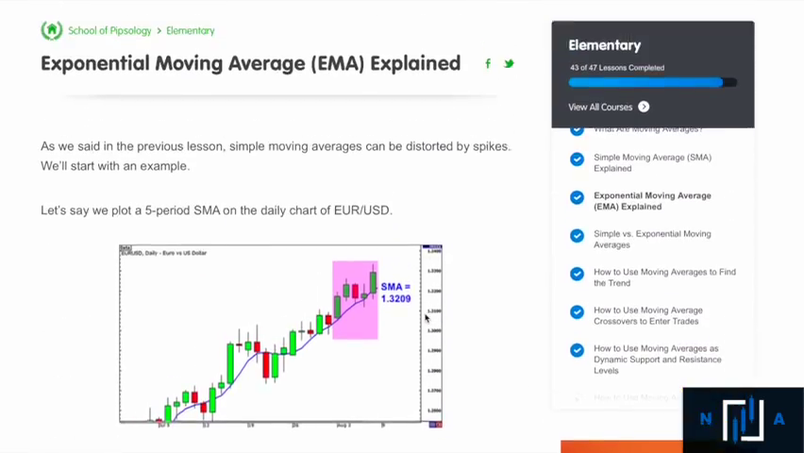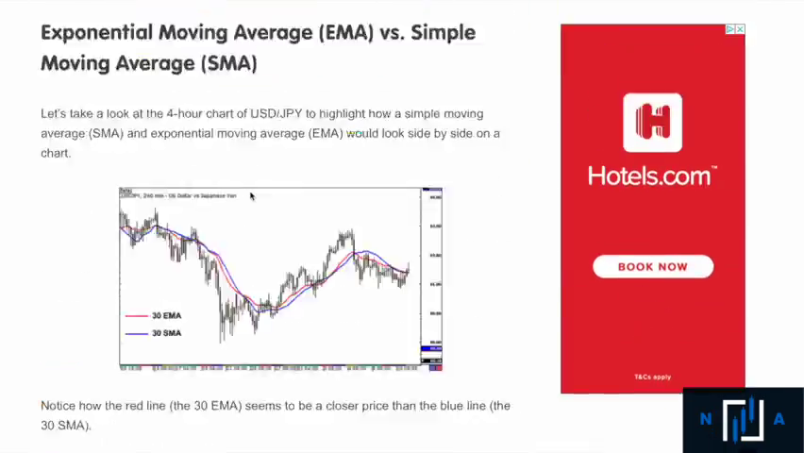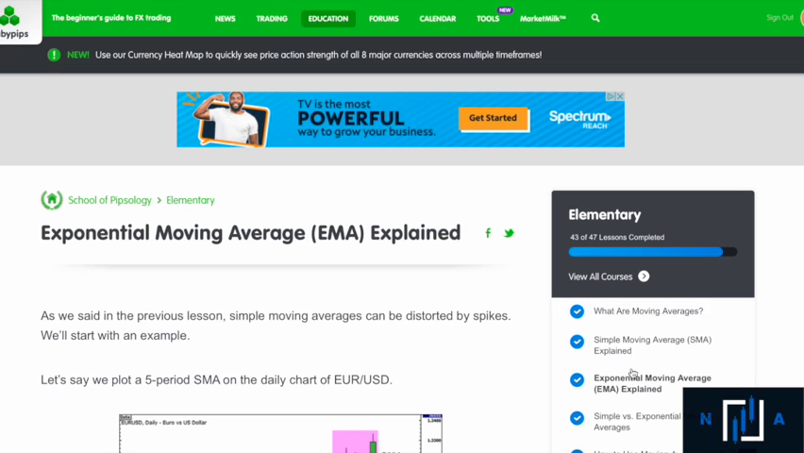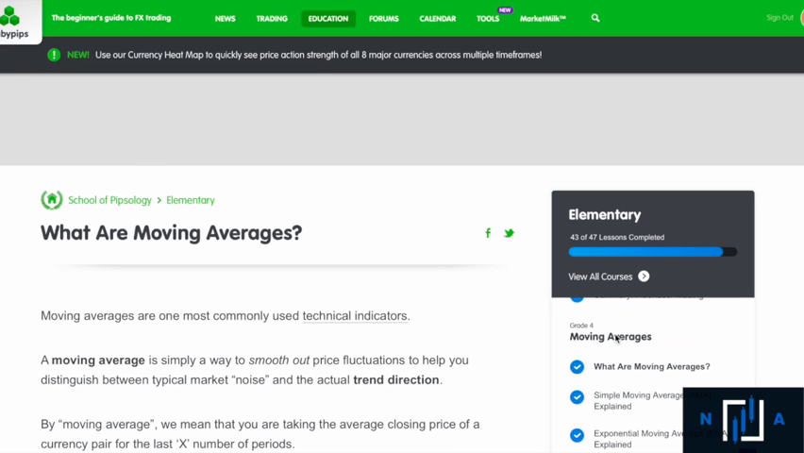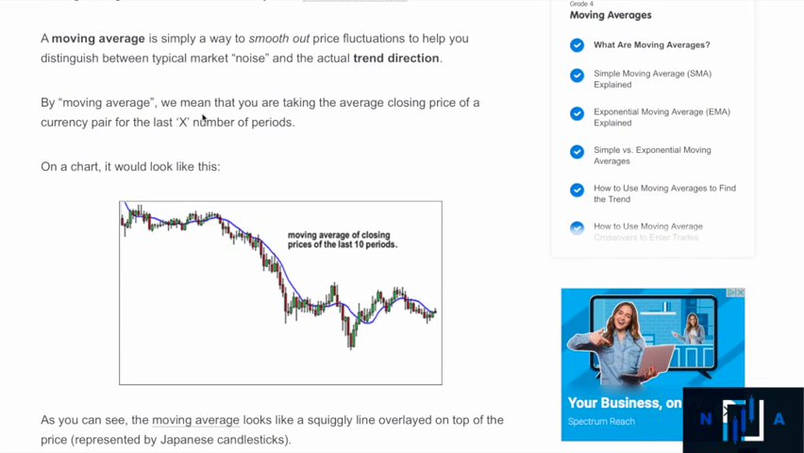Really quick, I'm going to jump back because I feel like moving averages in general need to be defined so that you can actually understand what an exponential moving average is compared to it. Moving averages are one of the most commonly used technical indicators. A moving average is simply a way to smooth out price fluctuations to help you distinguish between typical price noise and the actual trend direction. By moving average, we mean that you're taking the average closing price of a currency pair for the last X number of periods.